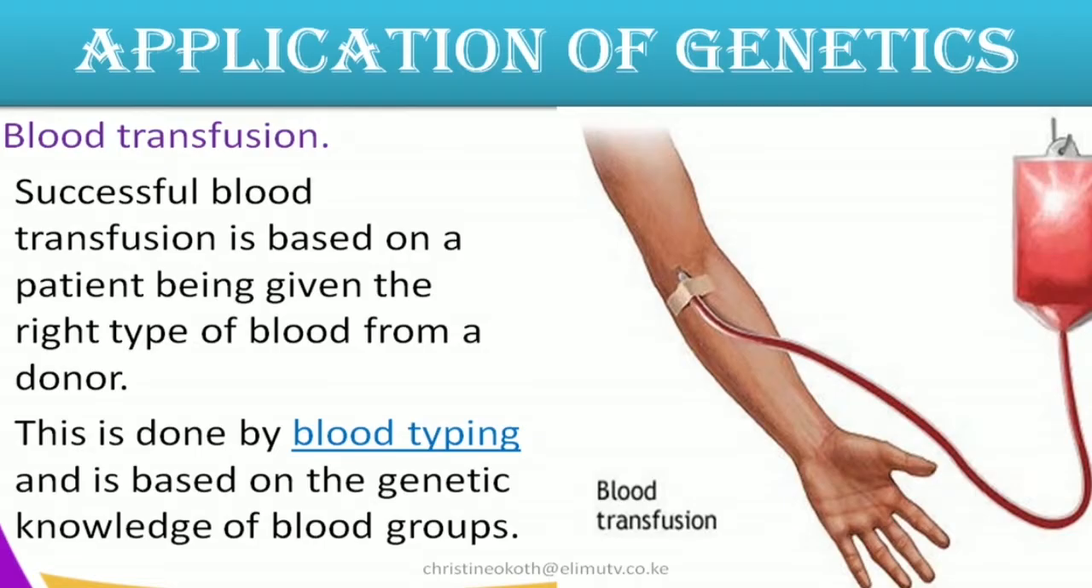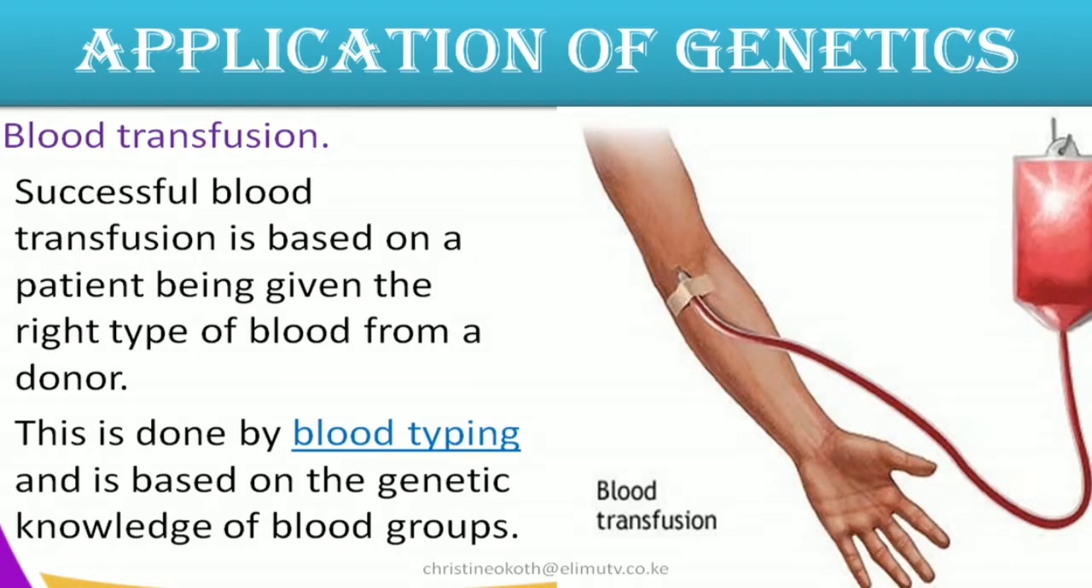Starting off is blood transfusion, which is just the transfer of blood from one person to the other. The person who donates the blood is called a donor, and the person who receives the blood is called the recipient. So blood transfusion is the transfer of blood from a donor to the recipient. Successful blood transfusion is based on the patient being given the right type of blood from a donor. Not every recipient can receive any type of blood.